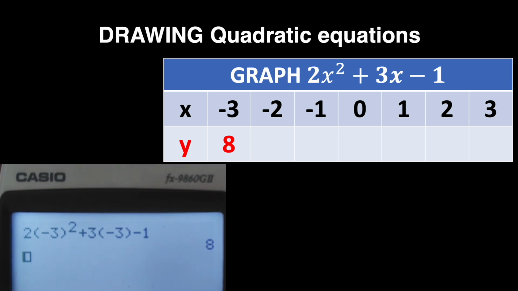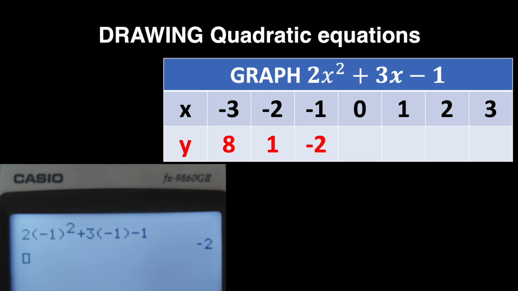So we continue this. Our next x value is -2. I can go back into my calculator and change this -3 in that first bracket for a -2, and I can change this -3 in this other bracket for a -2. And that gives us 1. We keep going. I go back, change this -2 to a -1, change this -2 to a -1, and we get -2. We continue this for all of our x values that we have given ourselves.